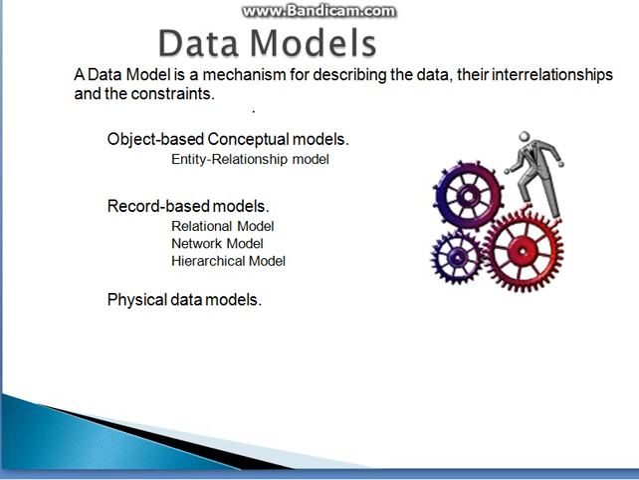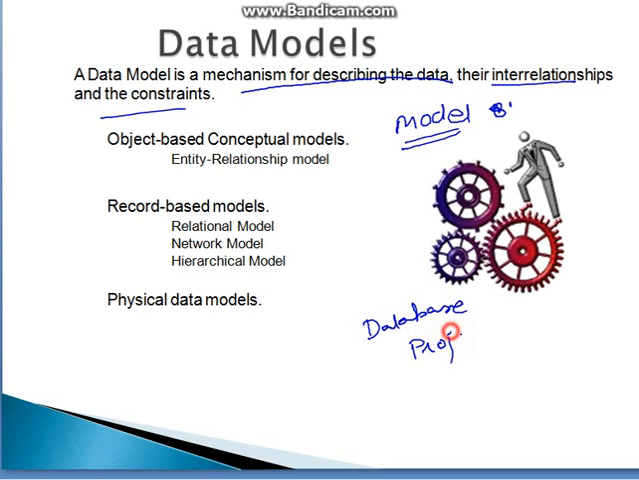A data model is a mechanism for describing the data, their interrelationships and constraints. A model is how we define things. There are different kinds of business models available. When you work in a database company, you have to work on different projects taken from different companies. For example, if you take a project from Tata Motors, you have to make software for their four-wheeler dealerships. So here their business model will be different.